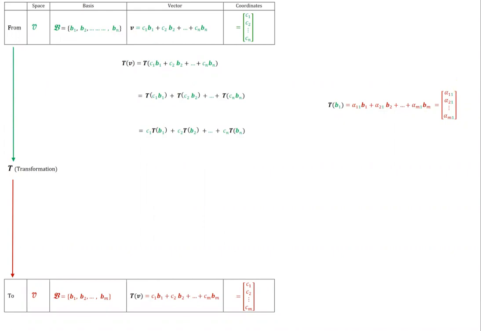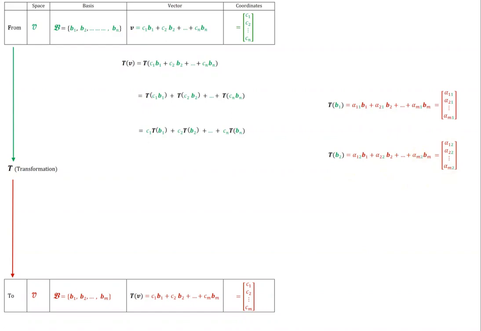Then we can state the same about T of B2, T applied to the green basis vector B2. We're going to end up in the red destination space, and we're going to state that it is possible in general to represent this vector T of B2 as a linear combination of the red basis vectors. And the coordinates in this column vector represent the weights accordingly.